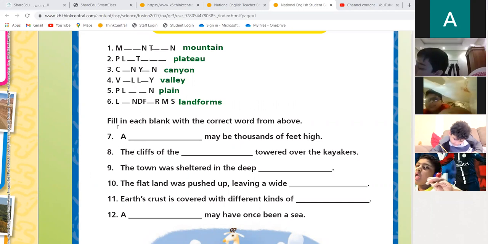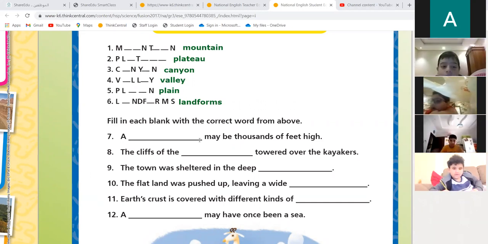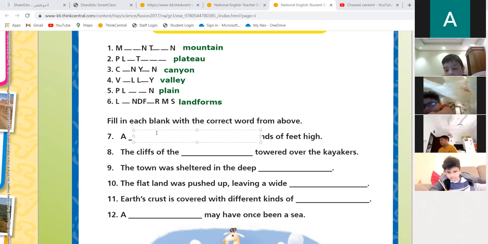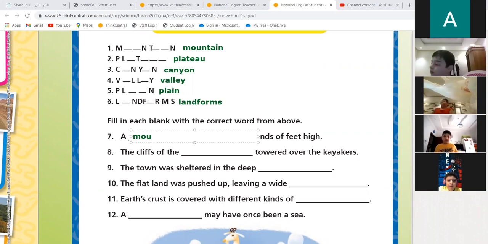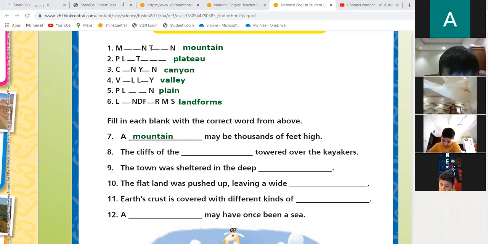Something maybe thousands of feet high. Which word matches seven? You said you already did it, so I think you know. A canyon, maybe thousands of feet high? It's mountain. No, so it is what? Mountain. Excellent. Miss, can I answer? Yes, please. Number eight.